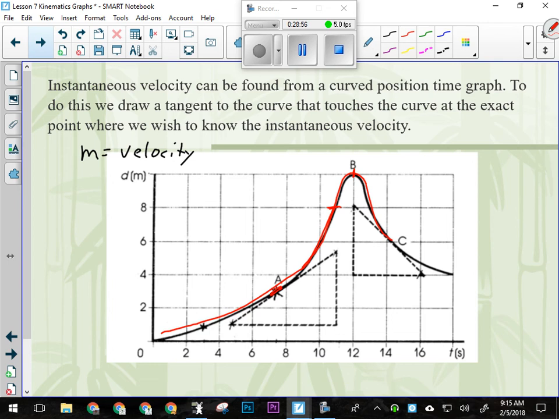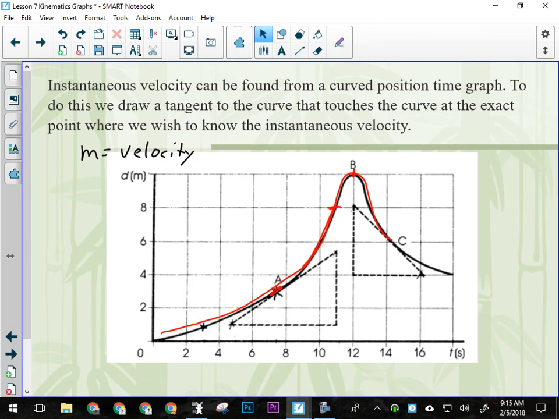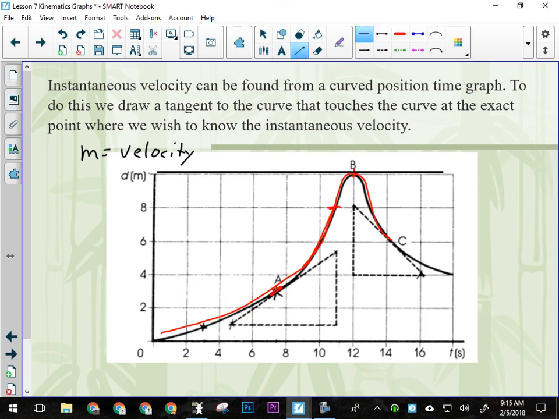If I do this whole thing about drawing a tangent line, could I figure out how fast it's going right here at point B? Okay, there's my line that's tangent to that point. What's the slope of that line? 0. So right there at point B, the object's actually not moving.